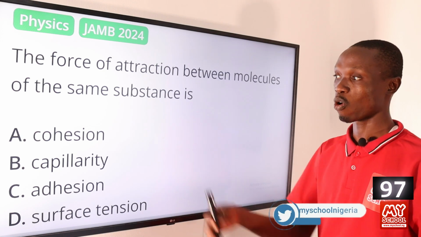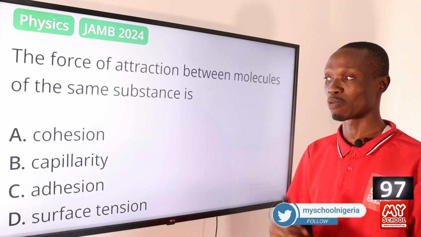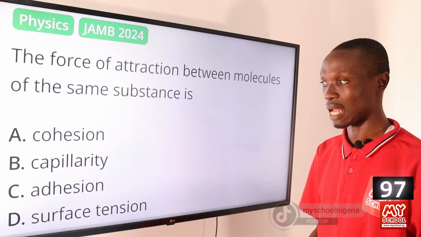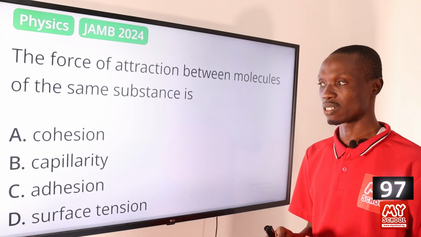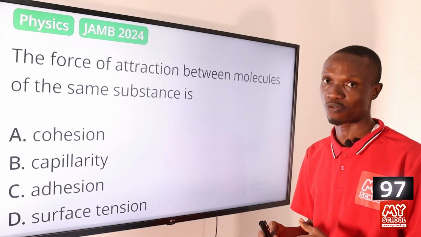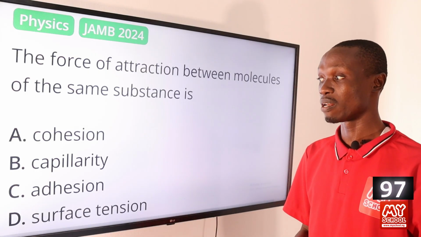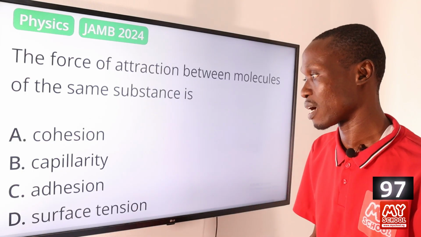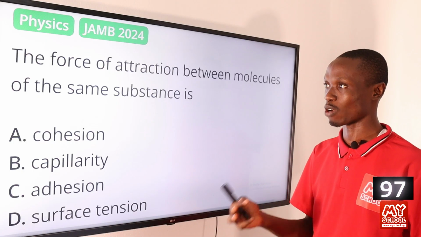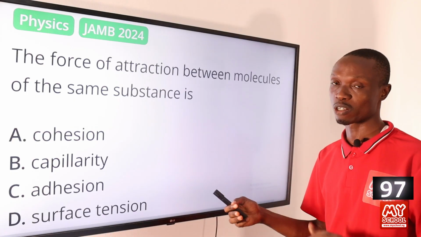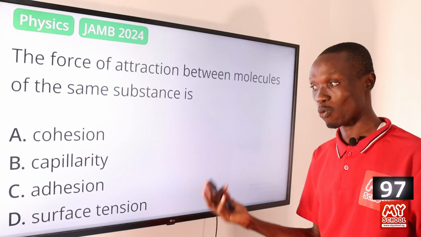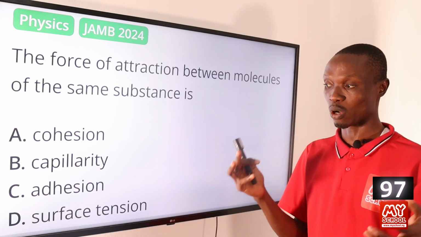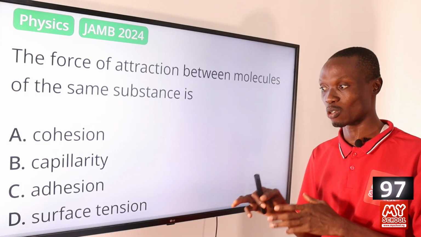Cohesive force is the force that enables molecules of the same substance to stick together. While option B is called capillarity. Capillarity simply refers to the ability of a liquid to flow in a narrow space without the assistance of external force. While option C, adhesion, is the force of attraction between molecules of different substances. Take, for example, the molecules of water and glass. In fact, that is the reason why water sticks to glass.